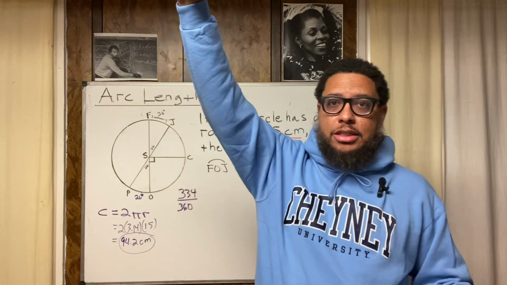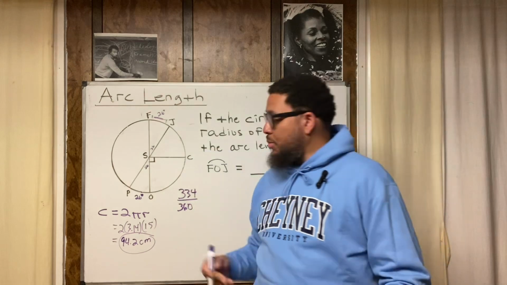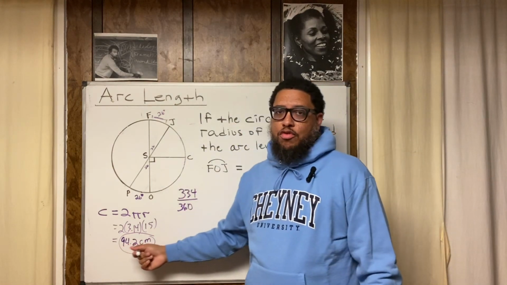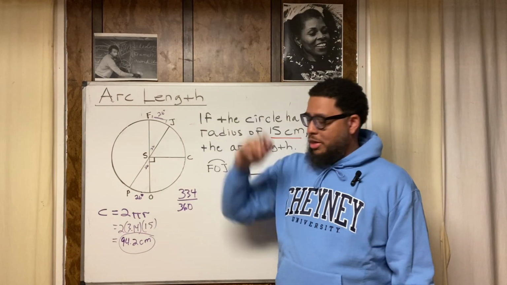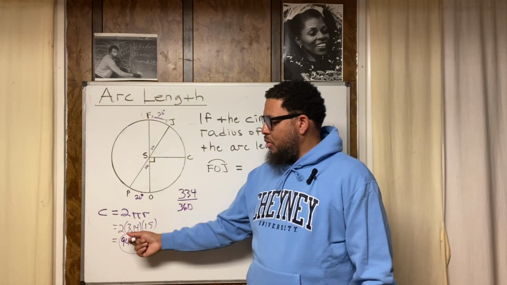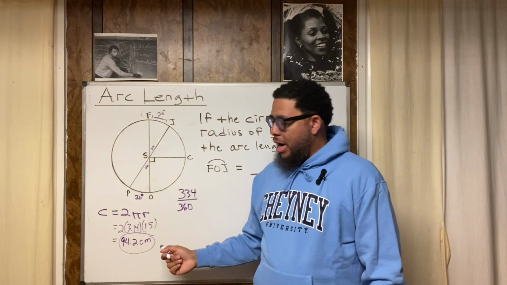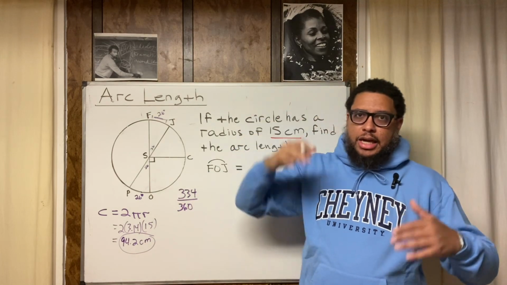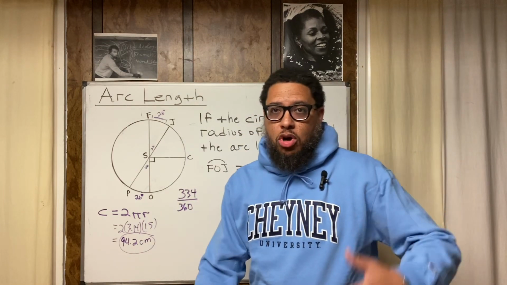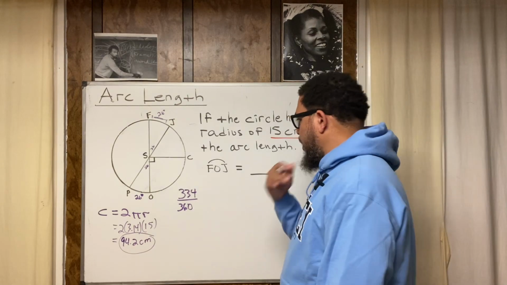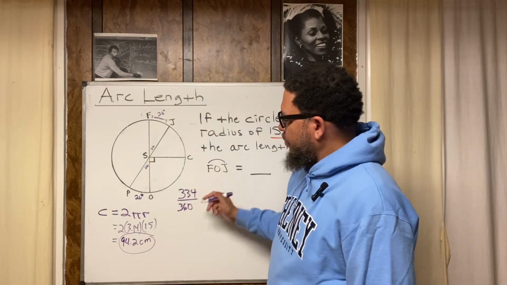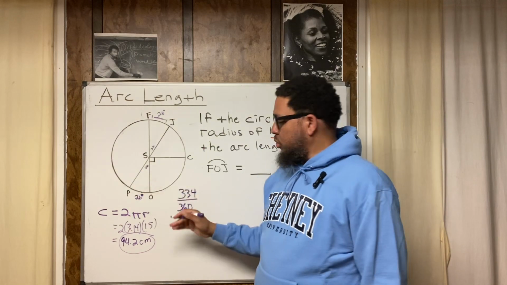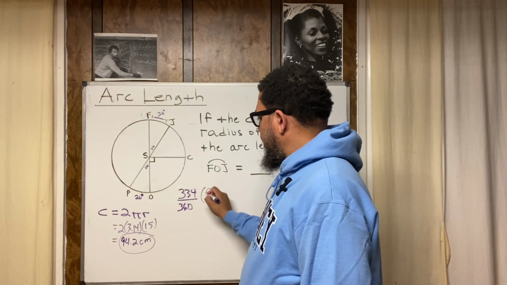They raise their hand and say, excuse me, can you tell me where that 334 came from? Excuse me, can you tell me where that 94.2 came from? Excuse me, where does this 3.14 and this 2 come from? Right? That's what you do when you don't understand something. Raise your hand and advocate for yourself. That's what that's called. Advocate for yourself. All right, now look. So you take this fraction, right? You multiply it by the circumference of the whole circle. The whole circle, right?